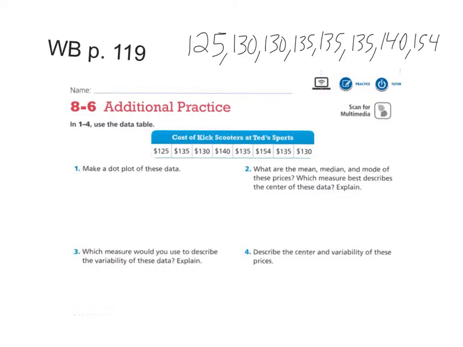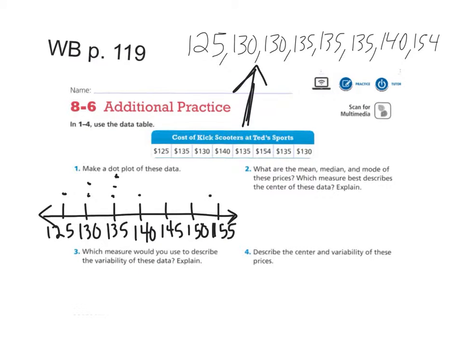So first thing, I went ahead and put the numbers in order at the top of the page here. Numbers in order, and then making a dot plot. Most of these are multiples of 5, so if you wanted to go by 5s, you could start with 125 going to 155, going by 5s.